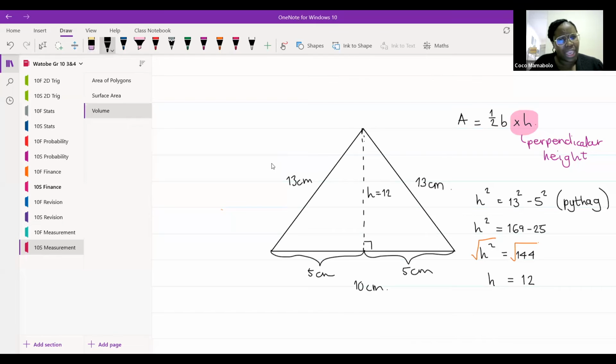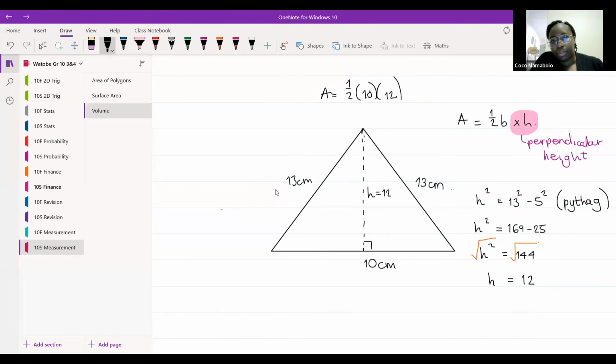Now I can calculate the area of my triangle. Area is equal to half of the base. Remember, my base is not 5 centimeters. My base is 10. I just split it in two so that I can calculate the perpendicular height. Half of the base, which is 10 centimeters, so half of 10 multiplied by the perpendicular height, which is 12. If I punch that into a calculator, I'm going to get 5 times 12, which is 60 centimeters squared. All right, give me a thumbs up if what I've just explained makes sense.